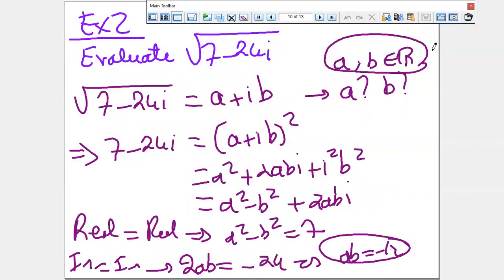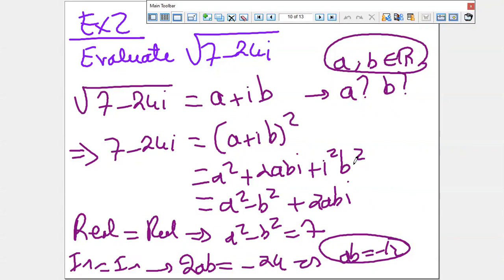Now a and b are real. A should be real and b should be real. So to be able to find a and b, you need to compare real equal real, imaginary equal to imaginary. But first of all, I need to cancel this radical, so I need to square both sides. I will have 7 minus 24i is equal to (a plus ib) squared.